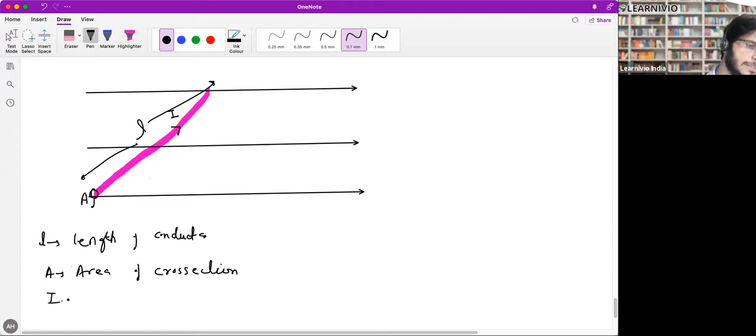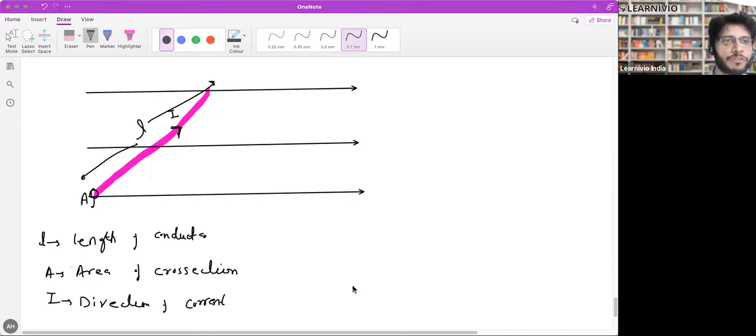And I is the direction of current. Current is going in this direction. So, Sania, can you predict the direction of motion of electrons? If current is going in this direction, then what will be the direction of motion of electrons?